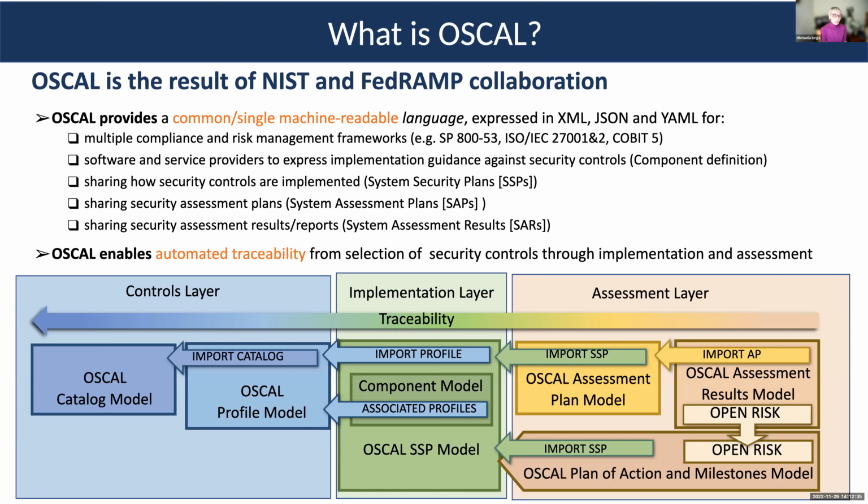So what is OSCAL? OSCAL is the result of NIST and FedRAMP collaboration and provides a common, single machine-readable language expressed in 3 formats, XML, JSON, and YAML, for multiple compliance and risk management frameworks, a way of representing in the same language the SP 800-53 or the ISO/IEC 27001 or 2 and COBIT or PCI requirements.